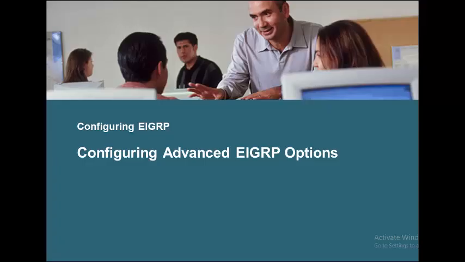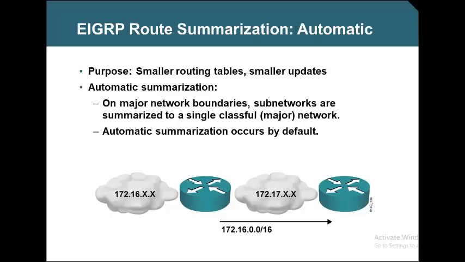Let's get into it. When we talk about summarization, we should understand that there are two types of summarization. One is the summarization that we do globally under the EIGRP process. Under the EIGRP process, in the older versions, auto summarization is enabled. In the newer versions, disabled.